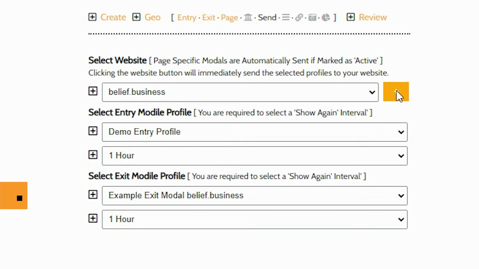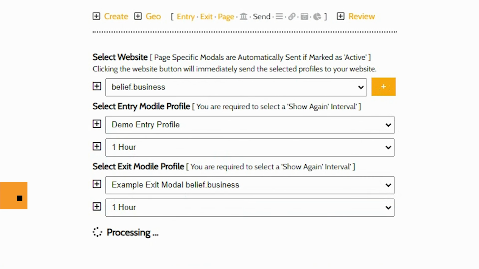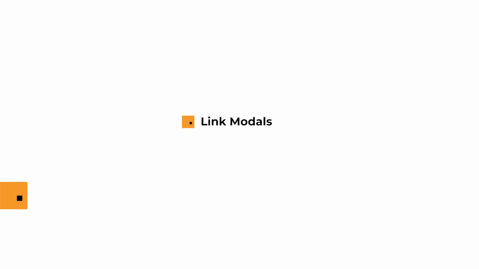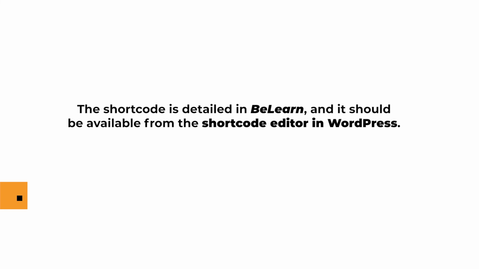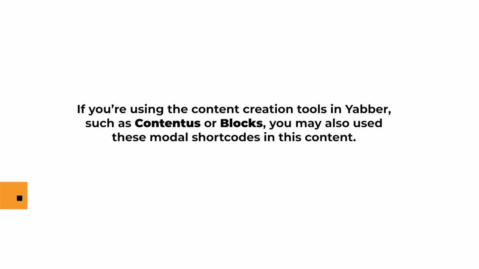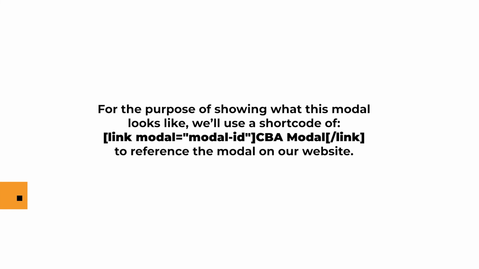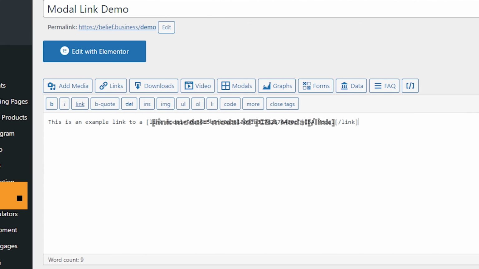You may edit and review all modals from the review panel. A send log is also maintained. General shortcode links may be used in your general article content to reference a specific modal or a modal assigned to a lender. The shortcode is detailed in BeLearn and it should be available from the shortcode editor in WordPress. If you're using the content creation tools in Yabber such as Contentus or Blocks, you may also use these modal shortcodes in this content. An example of the modal link was shown earlier when showing how to create a modal.